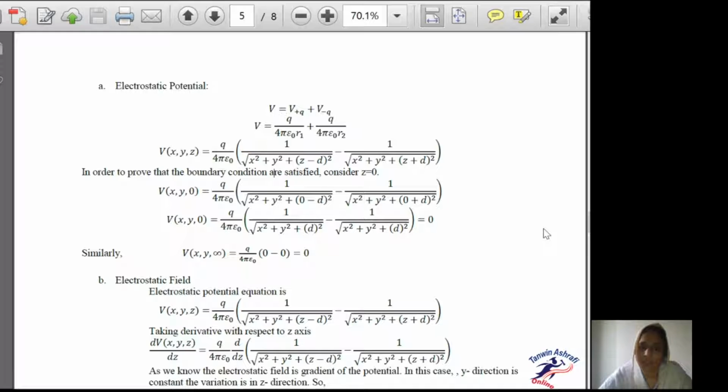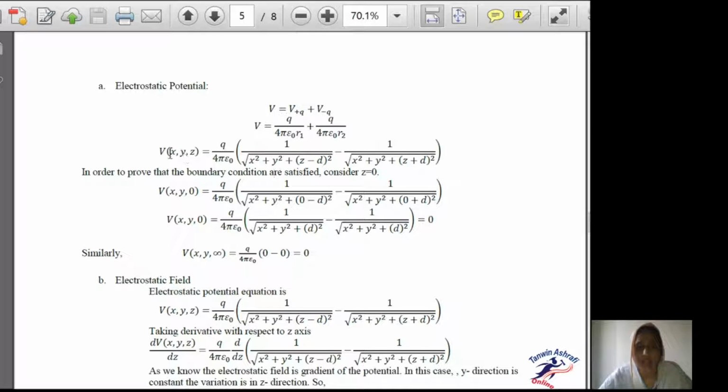is equal to 0. Similarly, if we look at z equal to infinity, the same terms will have infinity in the denominator, and when it comes in the numerator it will be 0. 0 minus 0 is equal to 0.